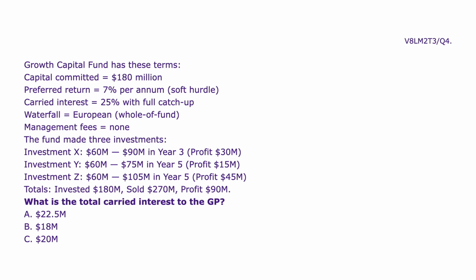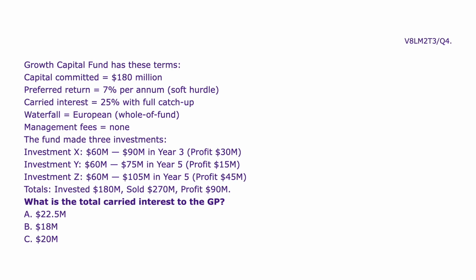Growth Capital Fund has these terms. Capital committed equals $180 million. Preferred return equals 7% per annum, soft hurdle. Carried interest equals 25% with full catch-up. Waterfall equals European, whole fund. Management fees equals none. The fund made 3 investments.